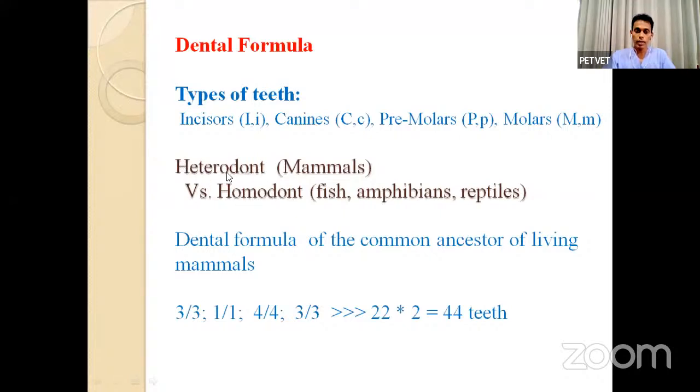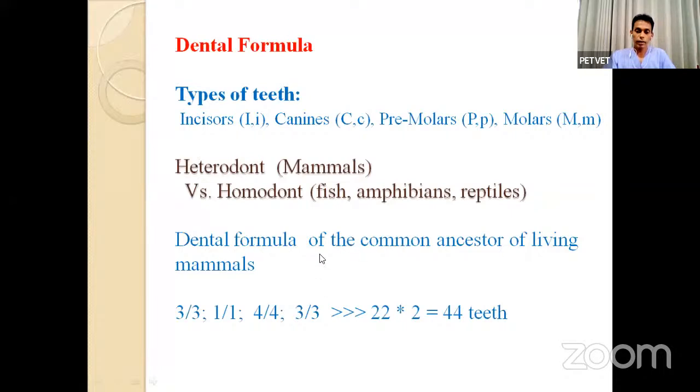Heterodont, as the name implies, hetero means different, so different types of teeth, like these 4 types of teeth. Mammals usually have heterodont teeth, whereby they have different shapes and types of teeth. Versus homodont, which means a similar type of tooth. Fish, amphibians, and reptiles don't have incisors, canines, premolars, and molars. There's no morphological difference; all the teeth are the same. So they are called homodont as far as the dental structure goes, and mammals have heterodont.